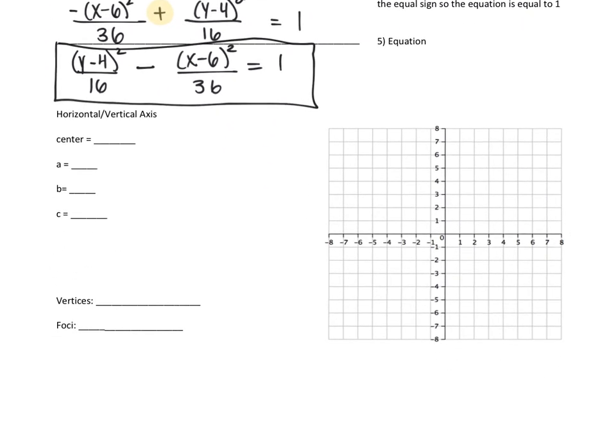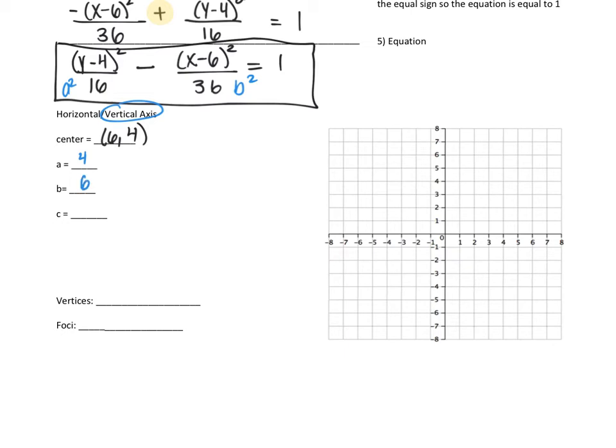So first things first, do we have a center, do we have a horizontal or vertical axis? Well, since the y squared comes first, we know that must mean we have a vertical axis. Our center will be found by taking the x value first, so negate the negative 6. That'll give us positive 6. Negate the negative 4. That'll give us positive 4. That's our center. Remember that the a squared always comes first and the b squared always comes second. So the square root of 16 is 4 and the square root of 36 is 6.